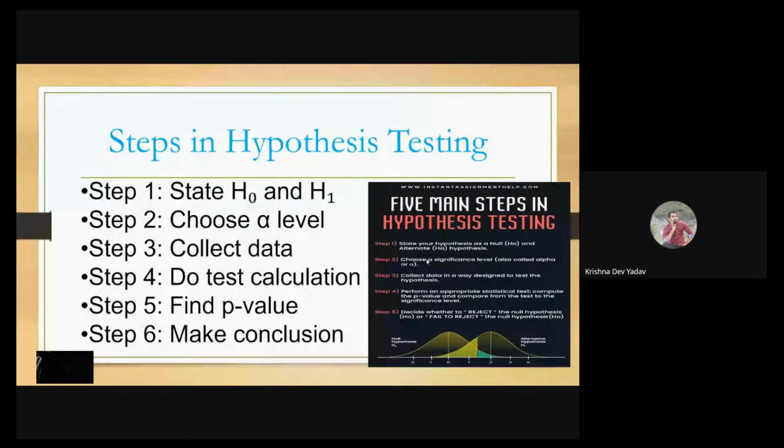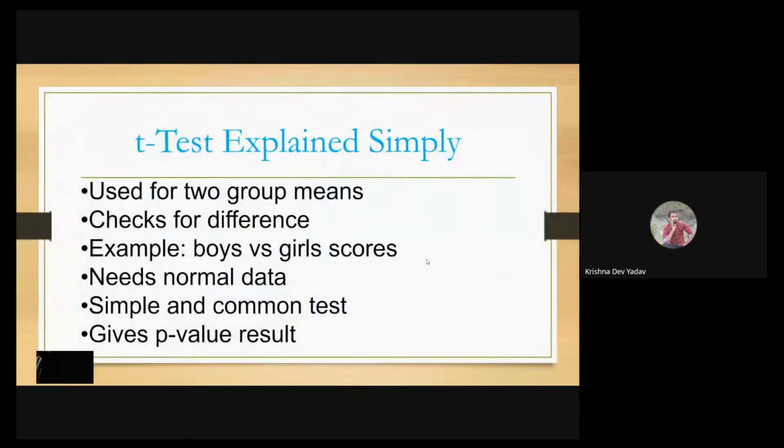And step three, we have to collect the data, do an experiment, and a survey for that, and find the test statistics for that. And step five, at last we have to find the p-value, and in conclusion decide whether it is rejected or accepted. And now in the next slides, the t-test explained simply.